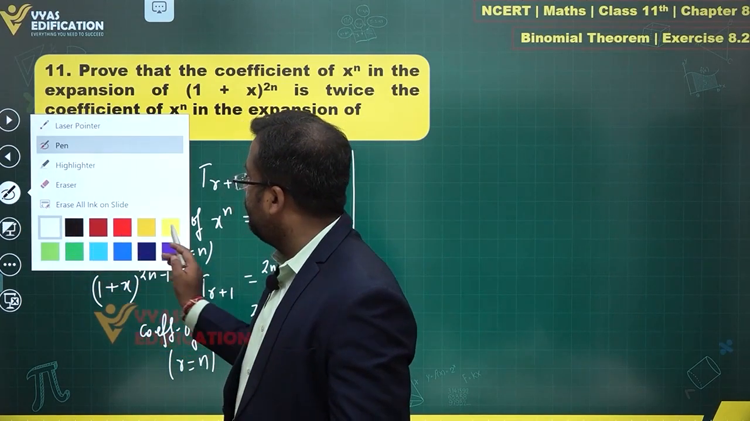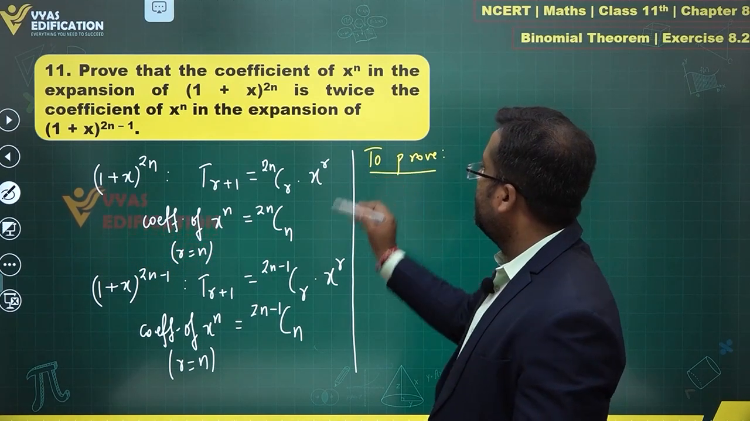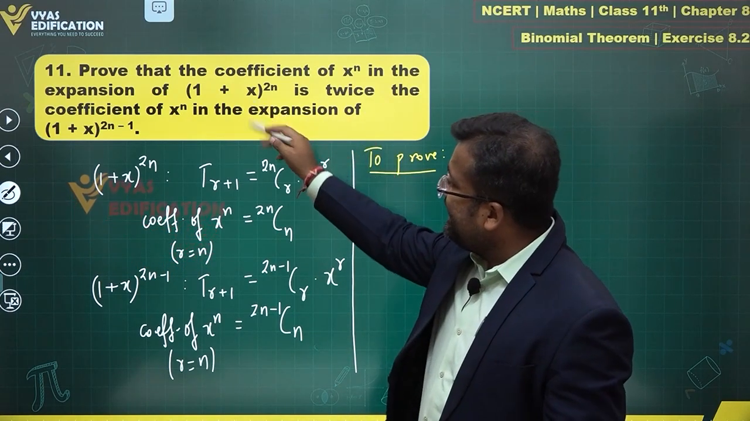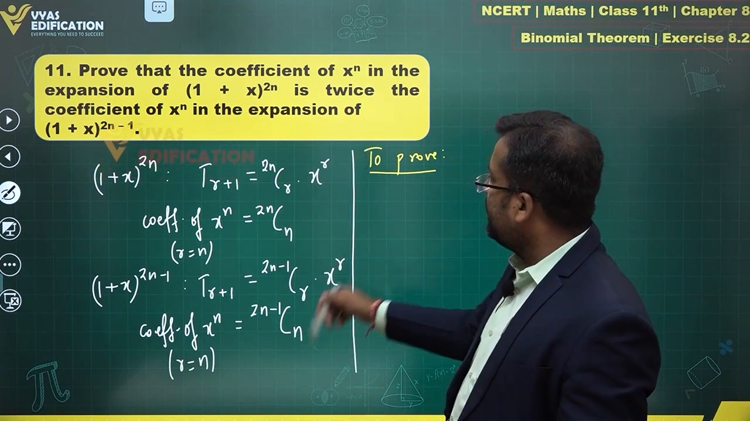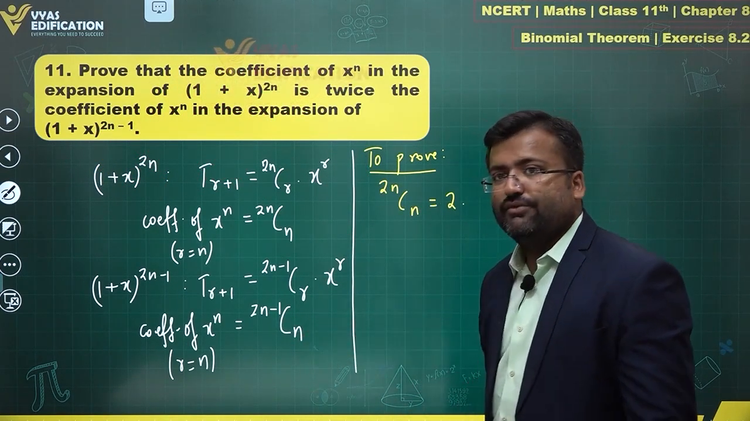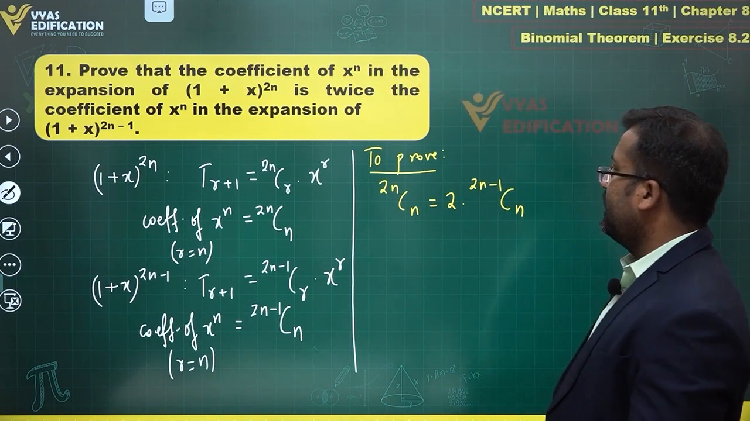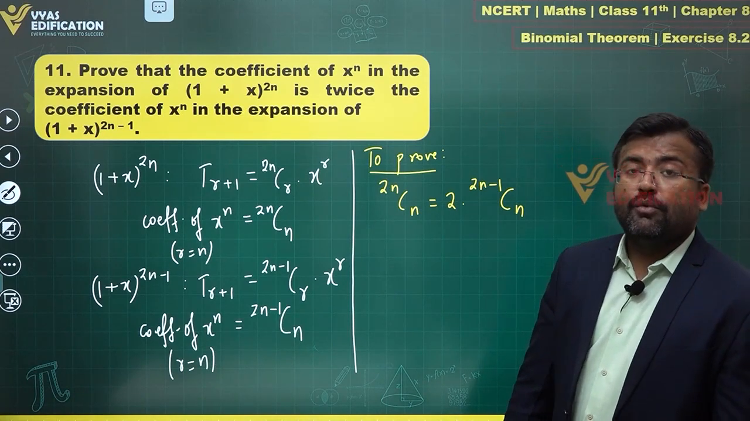And what are we supposed to prove in this one? We are supposed to prove that the coefficient of x power n in this is twice the coefficient of it. To prove: 2n Cn is equal to twice of this value. This value is 2n minus 1 Cn over here. Yes. How can you go about proving this one?